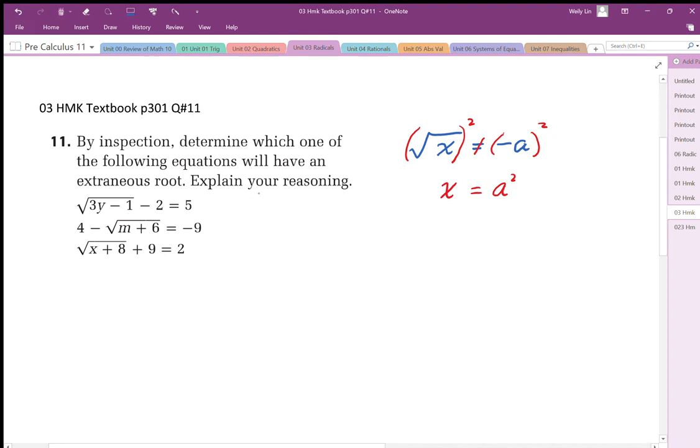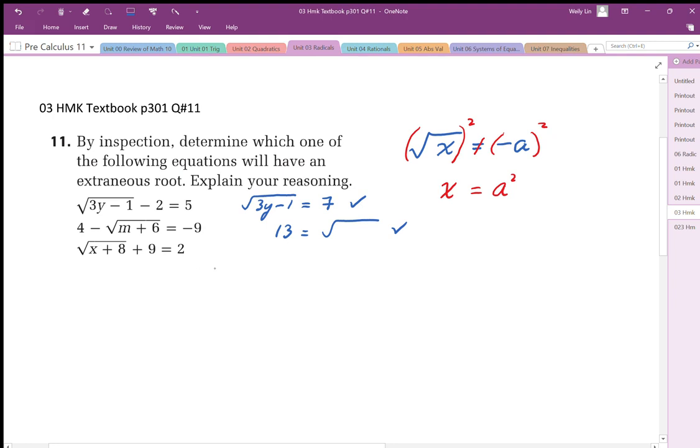So I'm not really even concerned with the inside. I know that 3y minus 1. If I isolate the square root, I end up with 7, and that's perfectly possible. For the second one here, we're going to do the same. I'm going to put the square root on the right hand side, and then I'm going to add 9 to both sides. I end up with the square root equaling positive 13, and again that's perfectly okay.